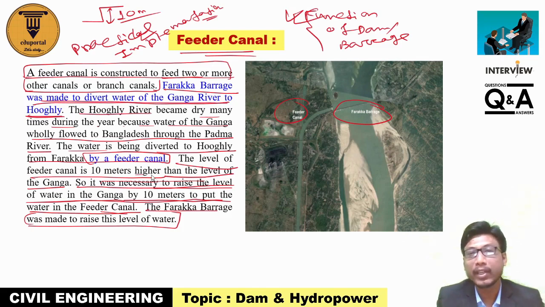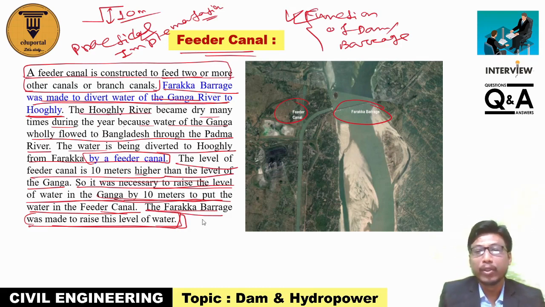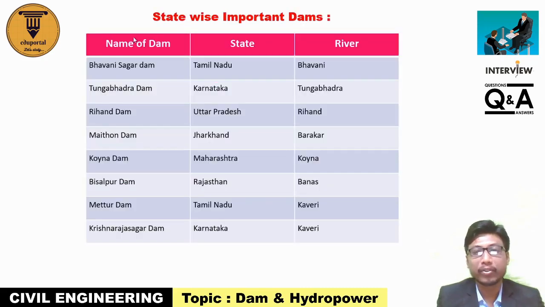Now the purpose of the dam or barrage is to raise the water level, and here it was 10 meters high, so Farakka barrage was constructed. So the Farakka barrage was constructed so that the water from the Ganges is diverted into the Hooghly river by a feeder canal. Okay, so this is all about the feeder canal. So we have read about Farakka barrage. Now based upon your state, or you can say any of the dam.